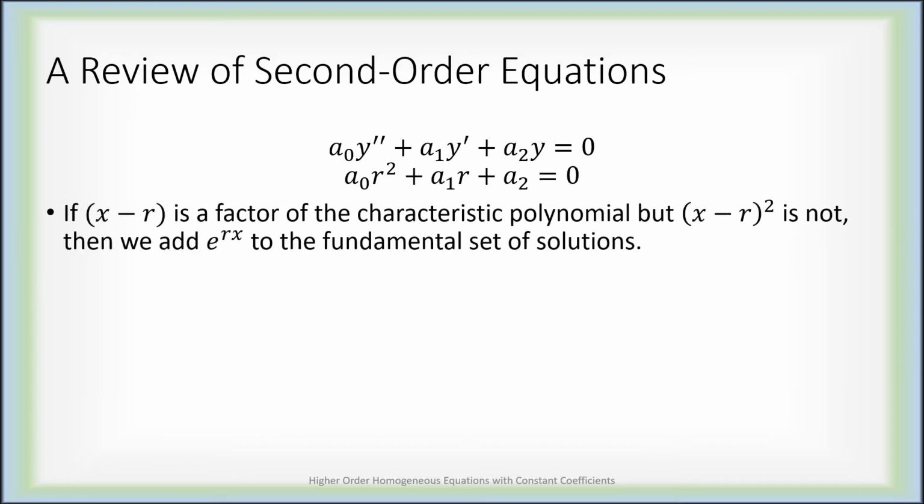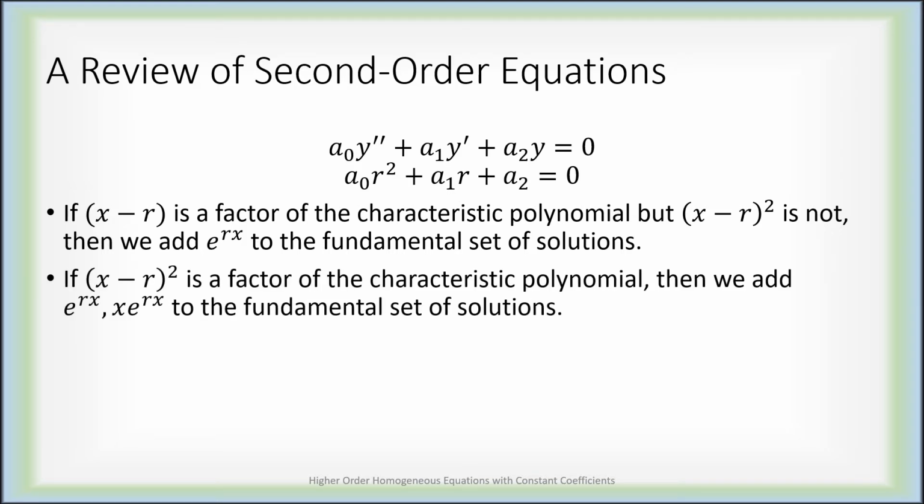So if x minus r is a factor of the characteristic polynomial, however (x minus r) squared is not, then we add e to the rx to the fundamental set of solutions. So (x minus r) to the first power is a factor, (x minus r) squared isn't, we add one function, e to the rx. If (x minus r) squared is a factor of the characteristic polynomial, but notice (x minus r) cubed certainly can't be because the characteristic polynomial is only of degree 2. So (x minus r) squared is a factor, (x minus r) cubed is not. We add two functions, e to the rx, x e to the rx.